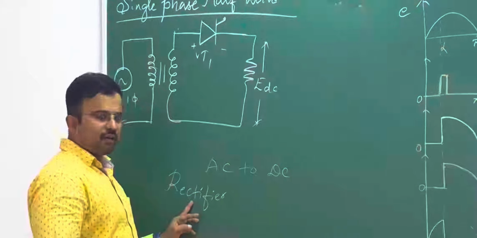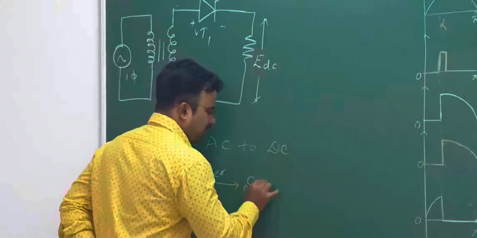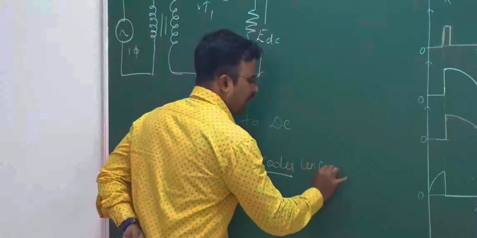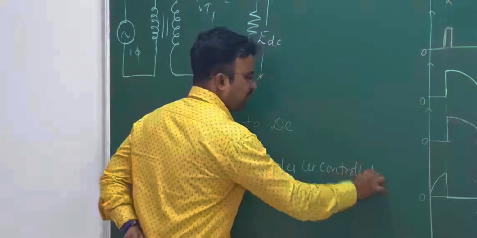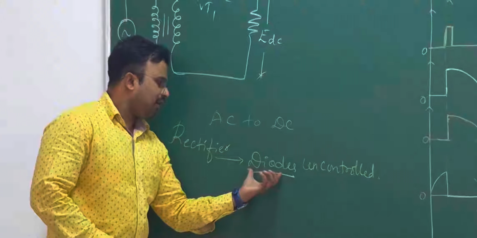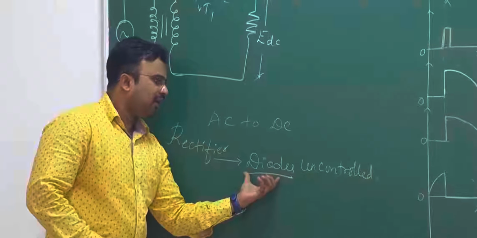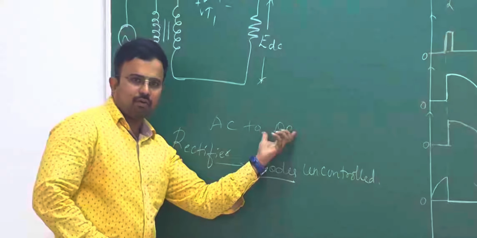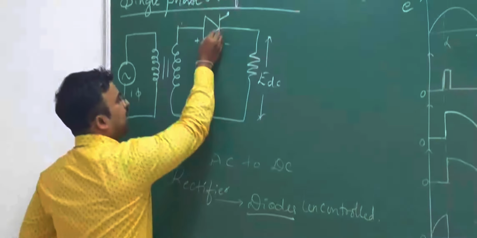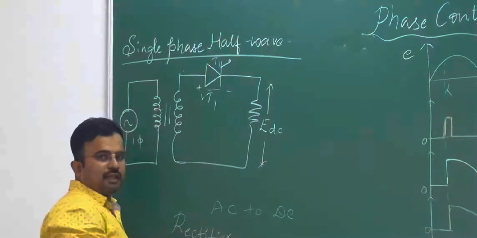Under this, you would have studied that you have a rectifier using a diode. When I use a diode, it is called an uncontrolled rectifier. This diode will never provide any control of the obtained DC output voltage. Therefore, we make use of a device called a thyristor. T1 is a device which is called a thyristor.